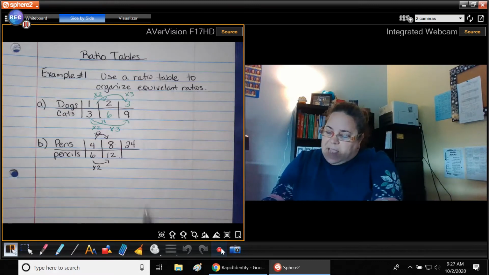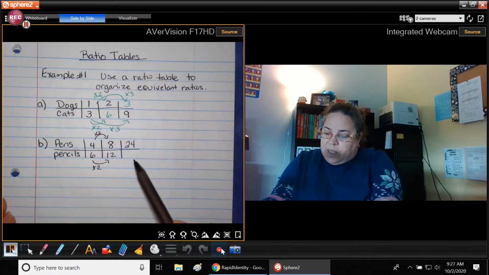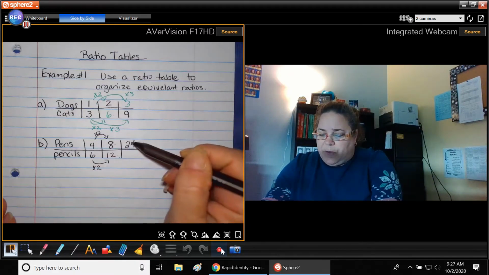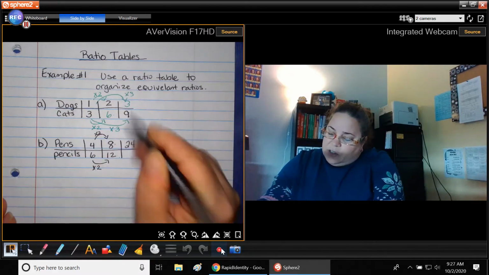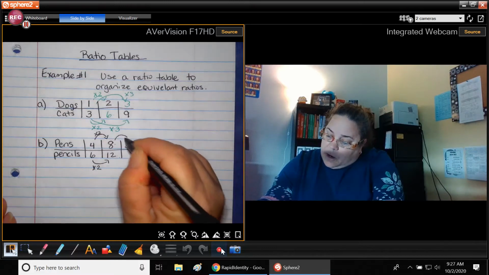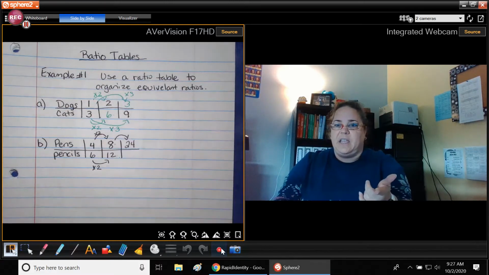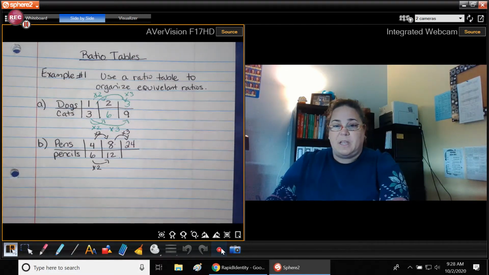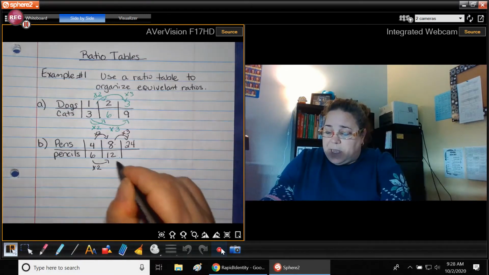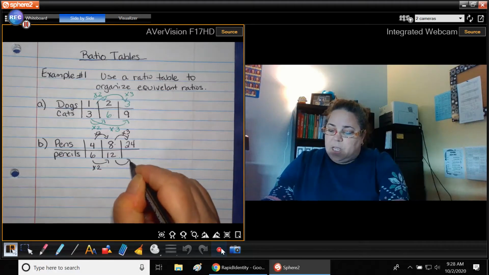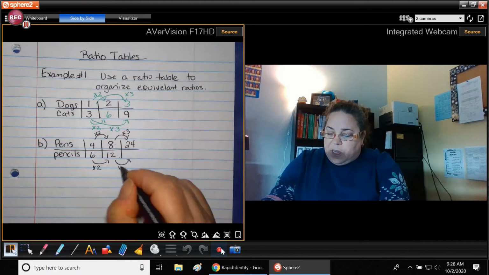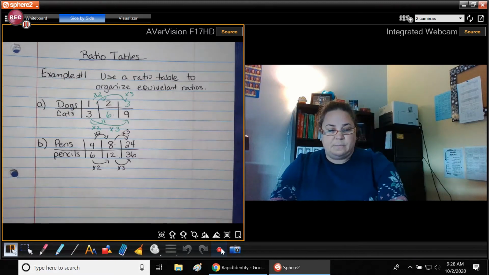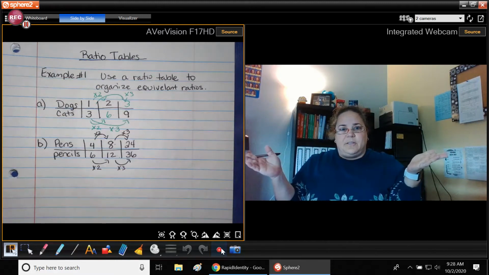Okay, so now I have to fill in this spot, but somehow I have to figure out how can I get from an 8 to a 24, okay? So from 8 to 24, I can get there, can I? I can multiply times 3. And remember, if I do it on the bottom, I do it on the top. So 12 times 3 equals 36. That's it. There's my ratio table.